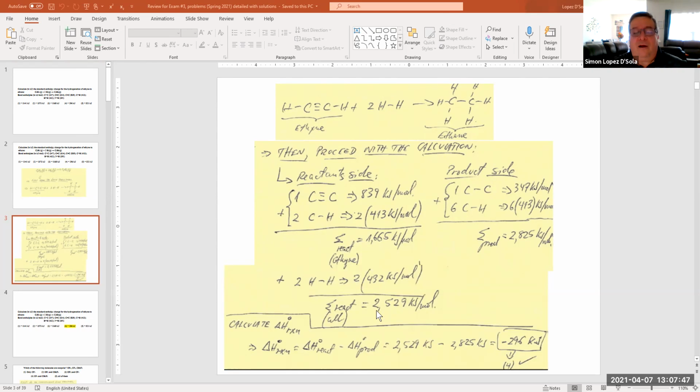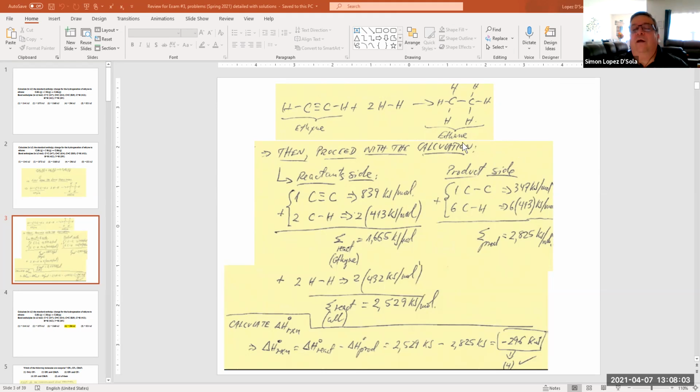Okay, now we have that sum of energy for the reactant side, and we need that to determine how many bonds are broken. And then on the product side, we need to see how many bonds are formed, and the energy associated with that.